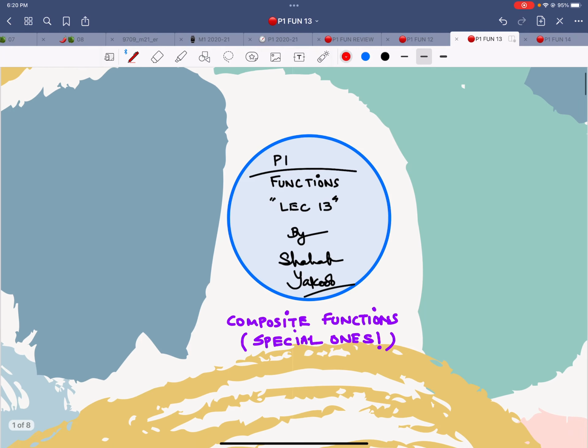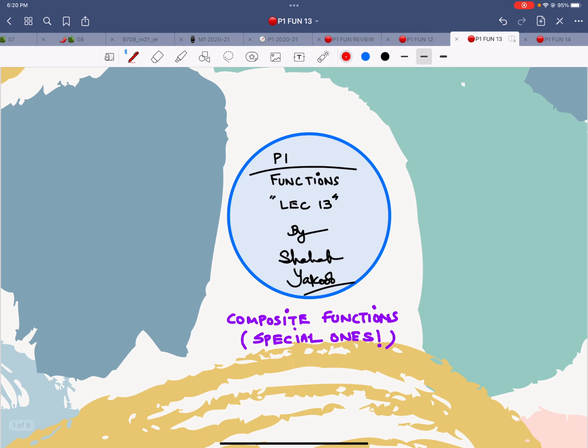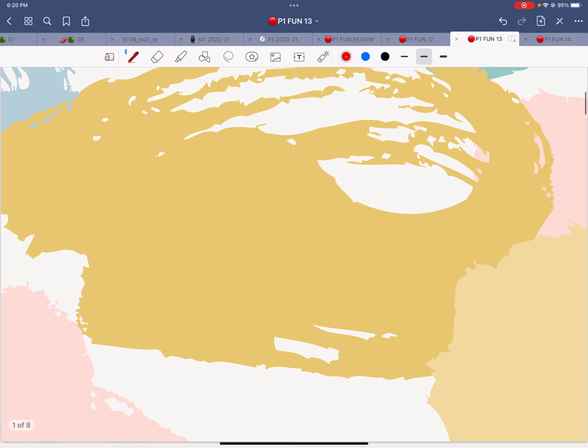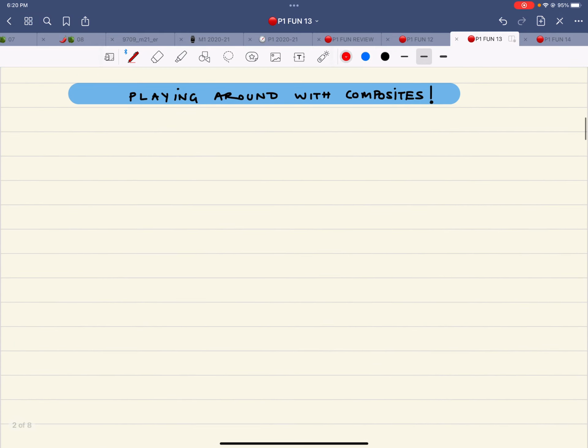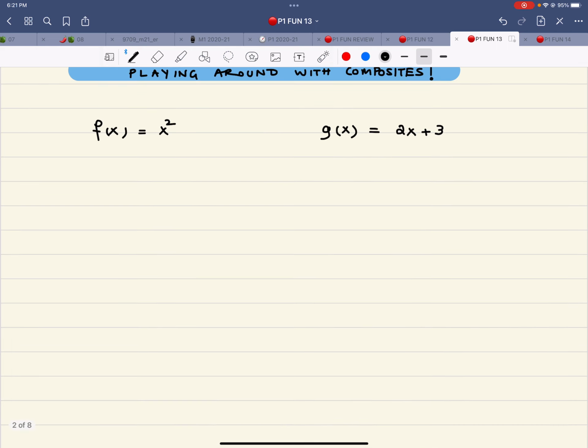Starting with lecture number 13. It's about composite functions and some special issues related with that. Let me take a function f(x) equals x squared. Let me take a function g(x) equals 2x plus 3. What I can do is write the inverse of f(x), that would be root of x, and the inverse of g, that will come out to be (x minus 3) divided by 2.